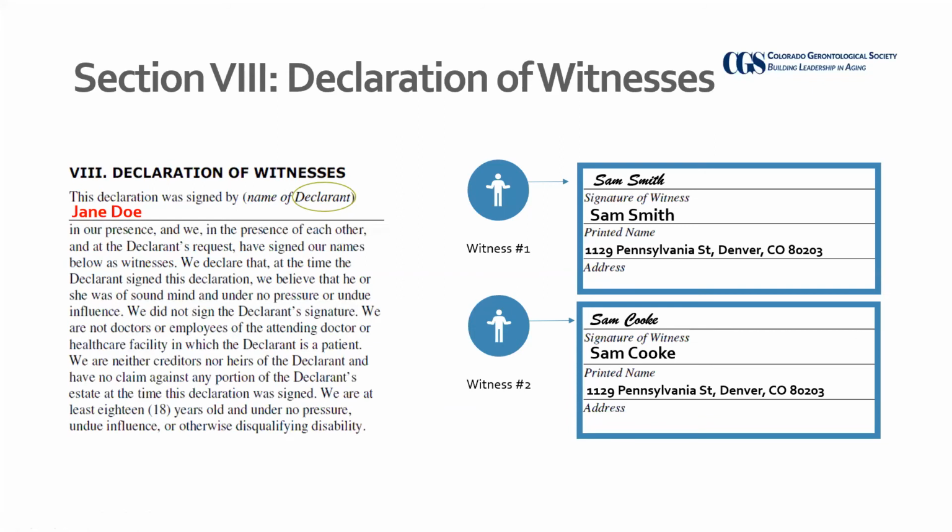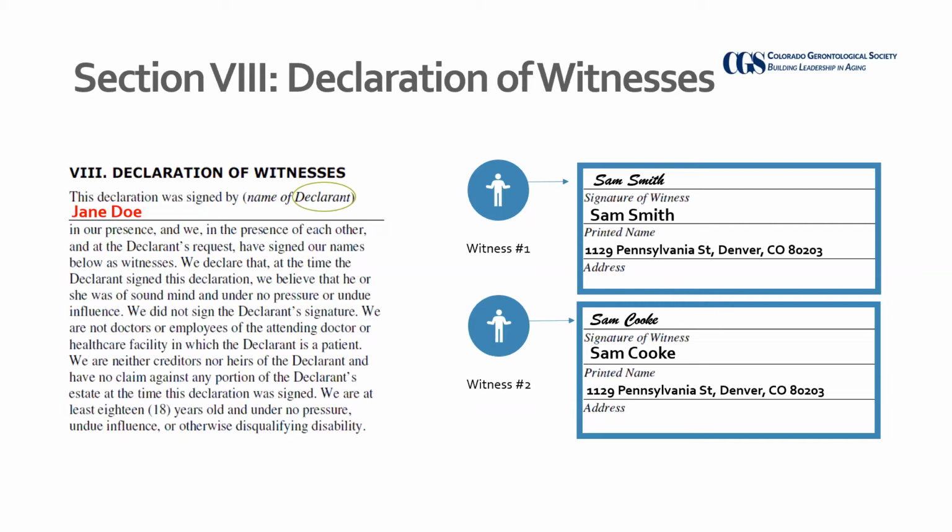And here we have the areas for witness 1 and witness 2. Sam Smith has signed where it indicates signature of witness, and then Sam's name needs to be printed, and then Sam needs to provide an address, and this needs to be a full address with the unit number, the street, the city, state, and zip code. If there's any apartment numbers or anything like that, those need to also be included.